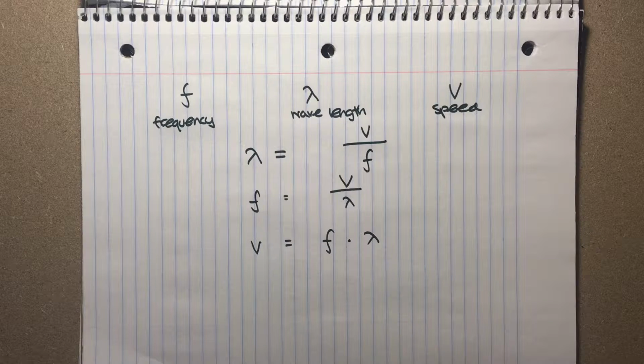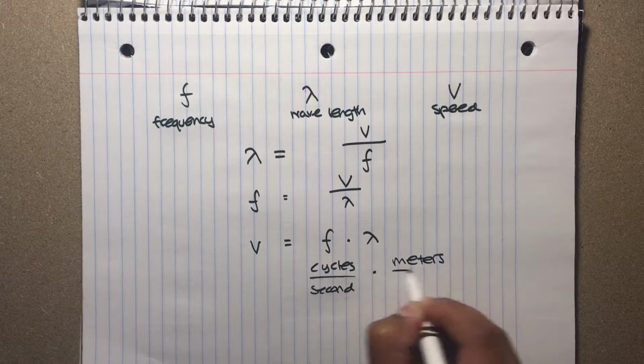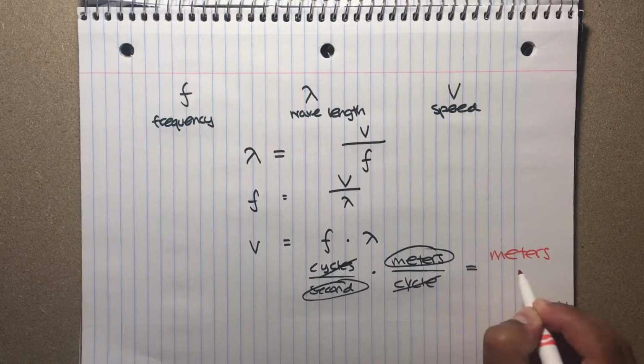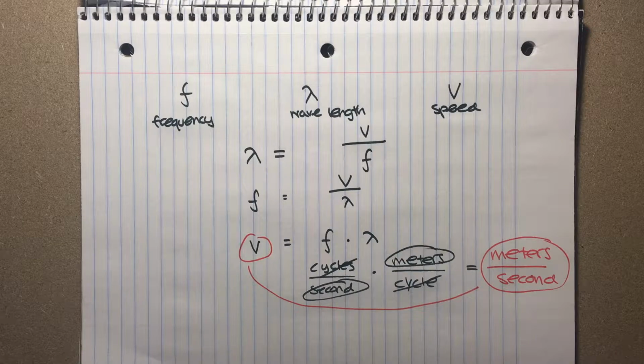We can see that the equation follows the definitions of frequency and wavelength. Since the units for frequency is cycles per second, and the wavelength is meters per cycle, when we multiply them together, we get meters per second. Frequency times wavelength is equal to the speed.